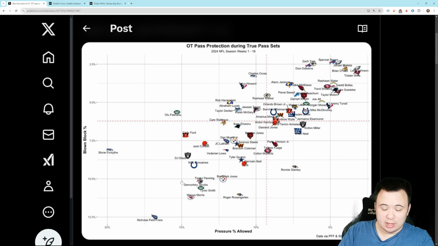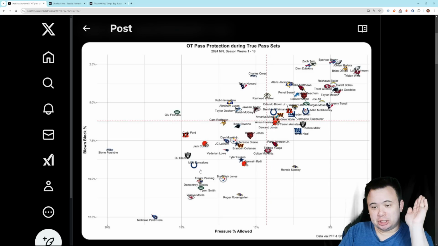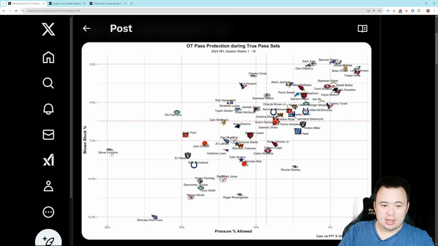If you look at this chart, there's a strong correlation between blown block rate and pressure rate. But there are 3 Seahawks on this chart, and all 3 of them are being pushed up from that trend line. They have blown block rates that are much lower than you would expect given their pressure allowed rate.